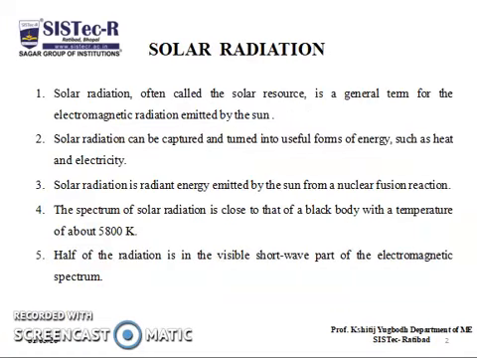So first of all, what is solar radiation? Solar radiation, often called the solar resource, is a general term for the electromagnetic radiations emitted by the sun. Solar radiation can be captured and turned into useful forms of energy such as heat and electricity. Point 3: solar radiation is a radiant energy emitted by the sun from a nuclear fusion process.